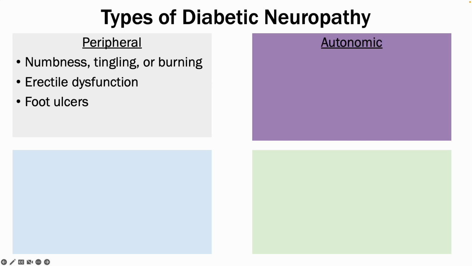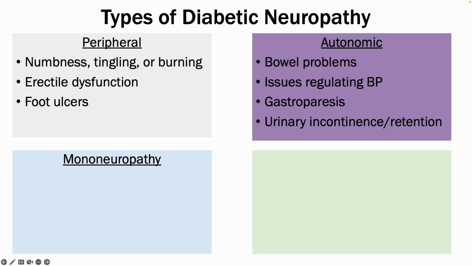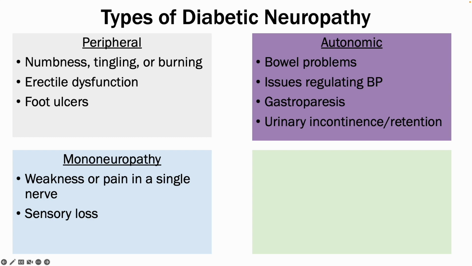in the UK. Autonomic dysfunction includes bowel problems, issues regulating your blood pressure, gastroparesis, which is the motility issues within your gut, and you can get urinary incontinence or retention. Mononeuropathy, sort of self-explanatory, you get weakness or pain, usually in a single nerve, sensory loss, or even reflex loss, depending on what nerve is affected.